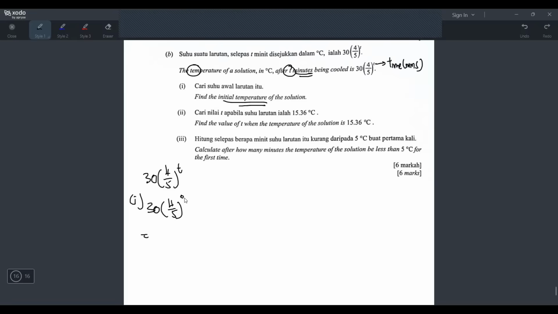Okay, anything in this world, power 0 is 1. So that's just going to be 30 times 1, and it will be 30. Don't forget to write the unit. Okay, it will be in degrees Celsius, right? Okay, what about the second question?